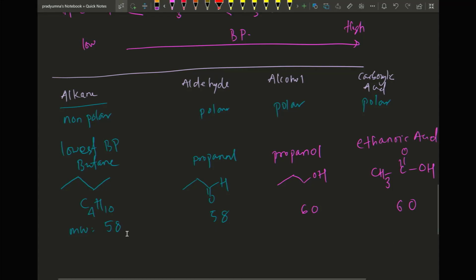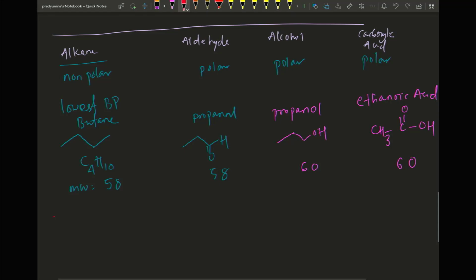Okay, so in this particular example, we can compare between different functional groups because all of their molecular masses are the same or similar. So it's 58, 58, 60, 60. So these are close by. So what do you expect? Butane is non-polar. So in this particular example, no hydrogen bond, no dipole-dipole interactions. So obviously this one should have the smallest boiling point, right?